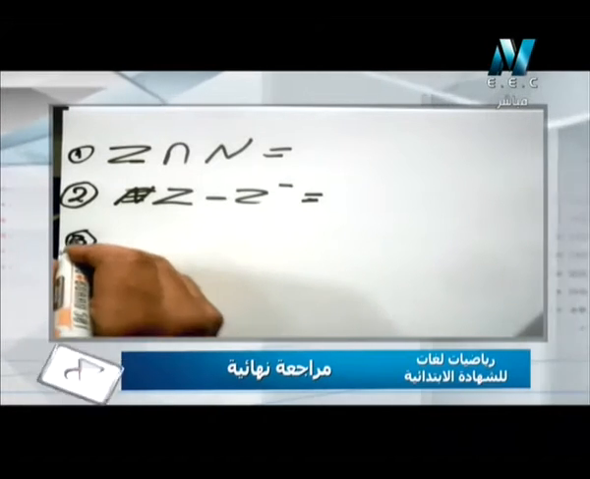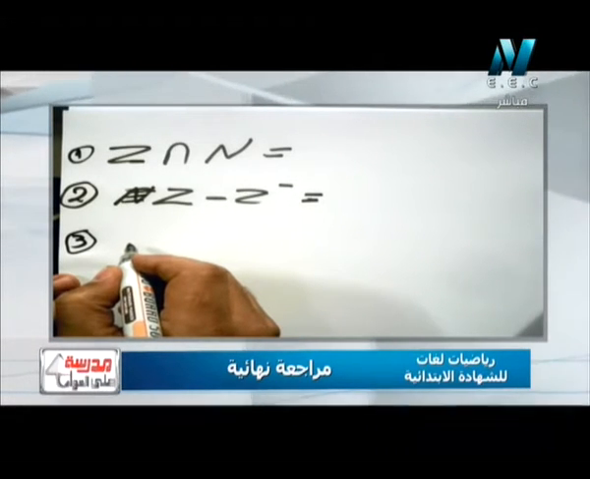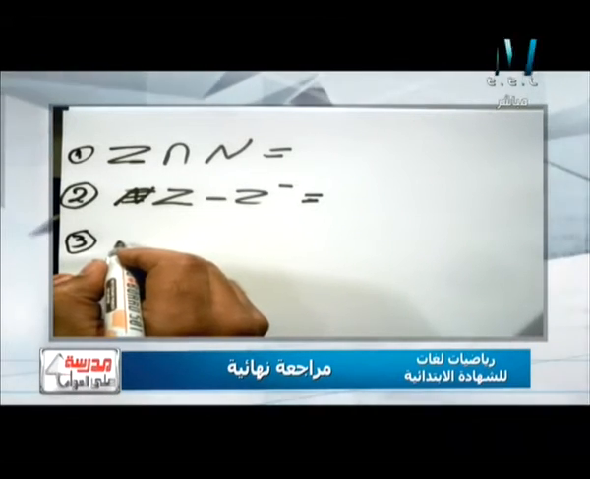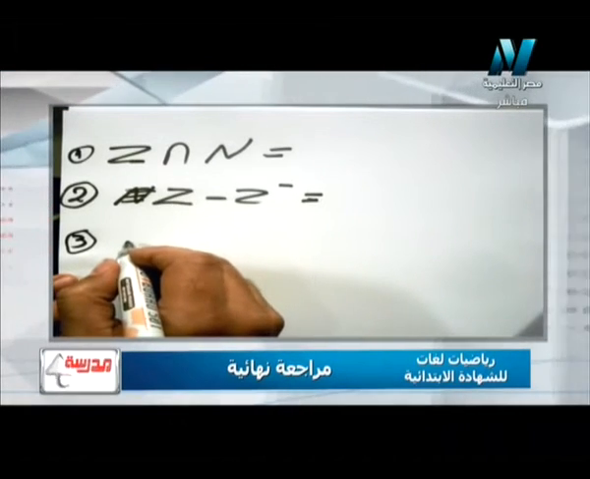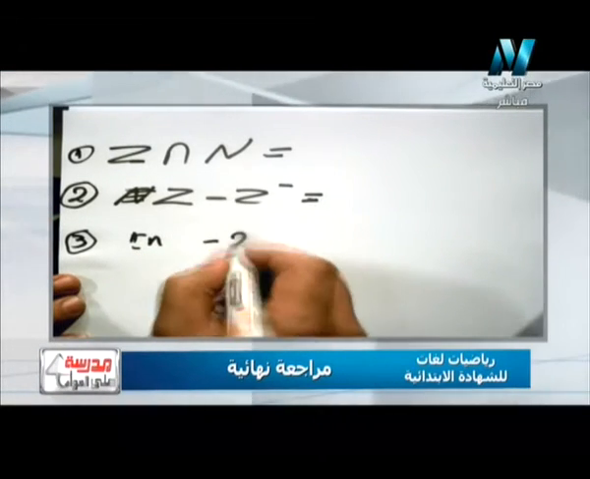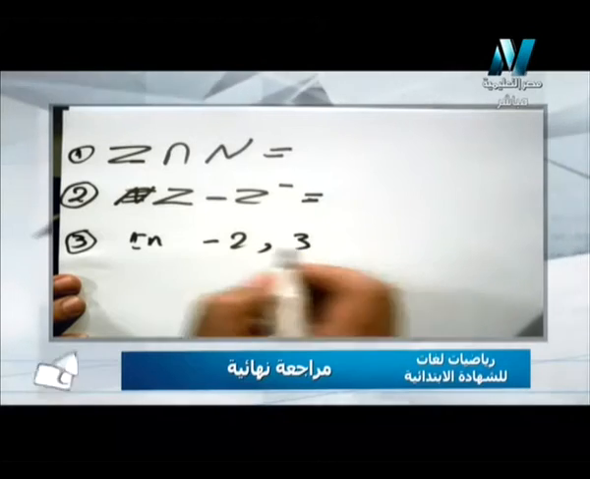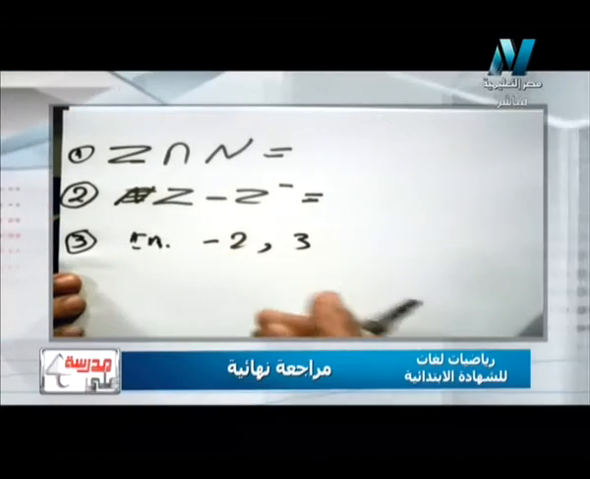The third question says the number of integer numbers between -2 and 3 equals 3, 4, 5, or 6.